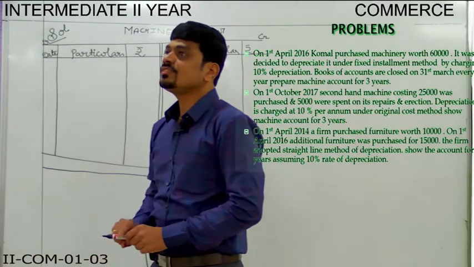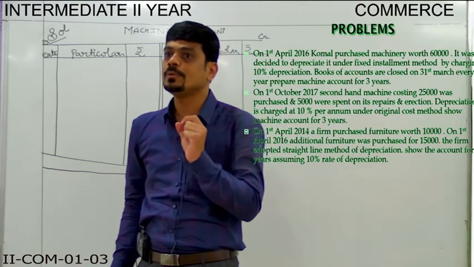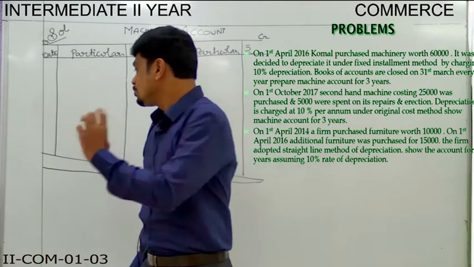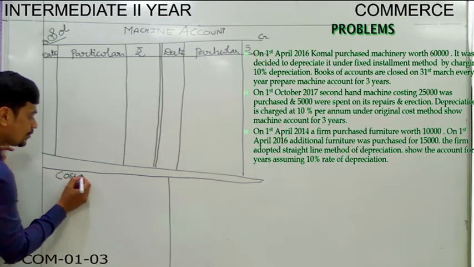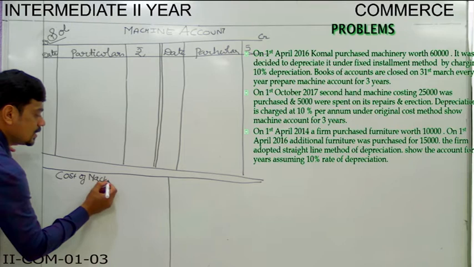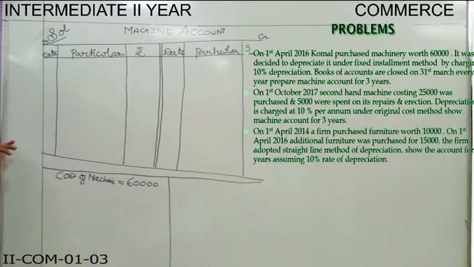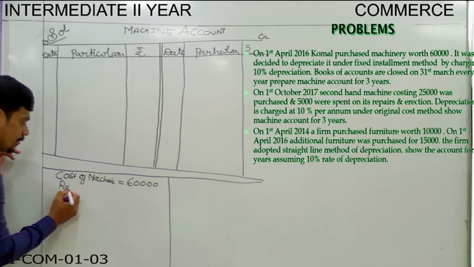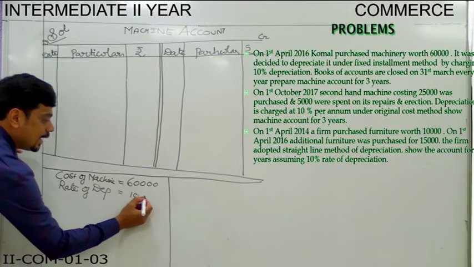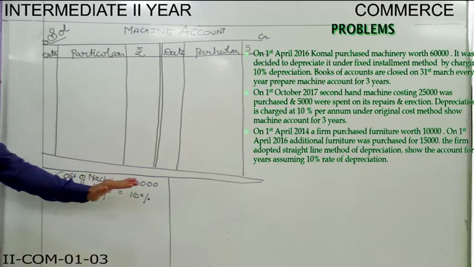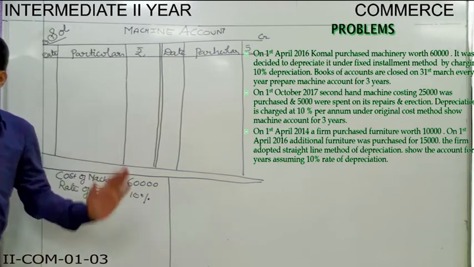So the question says what? When we bought the machine on 1st April, for how much did we buy? 60,000. So first come to working notes and write here cost of machine. How much is the cost of machine? 60,000. Then what is the rate of depreciation they gave? You write that: rate of depreciation 10%. This will solve most of your problem while doing the solution.